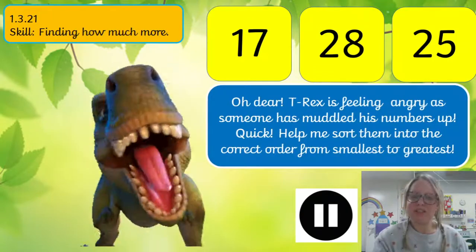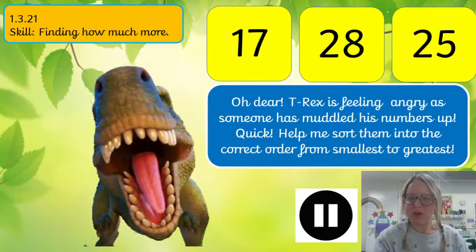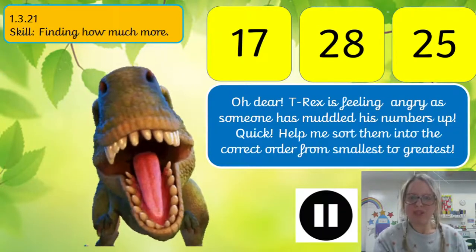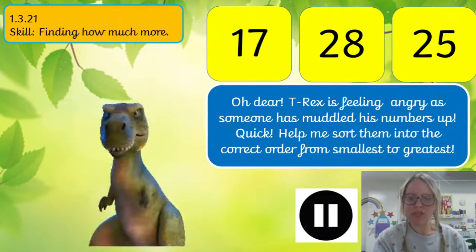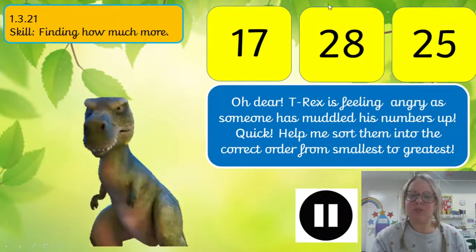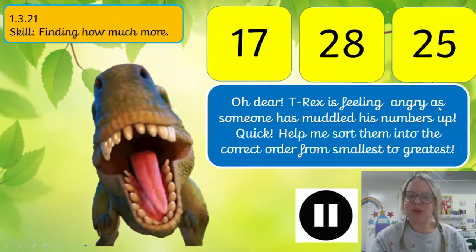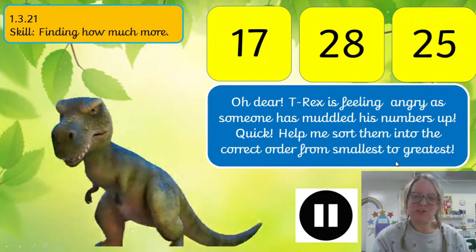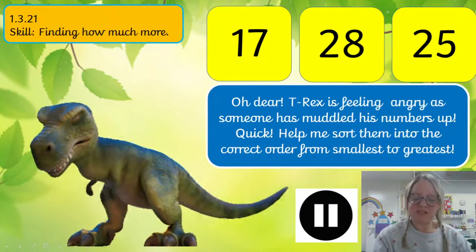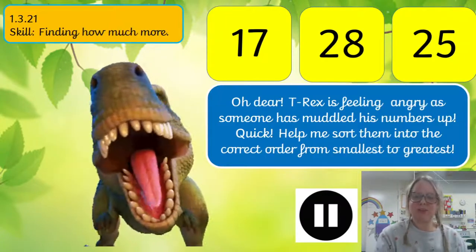Oh dear, T-Rex is feeling angry as someone has muddled his numbers up. Quick, help me sort them into the correct order from smallest to greatest. So we have number 17, number 28 and number 25. What I'd like you to do is use your 100 square to help you order them from smallest to greatest. So you can pause the video to do that now.